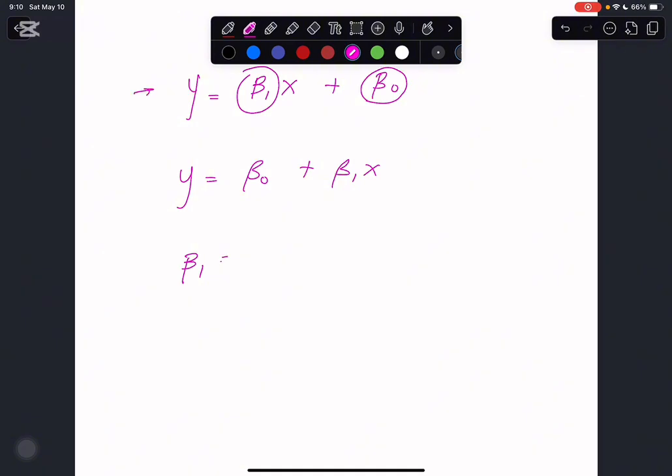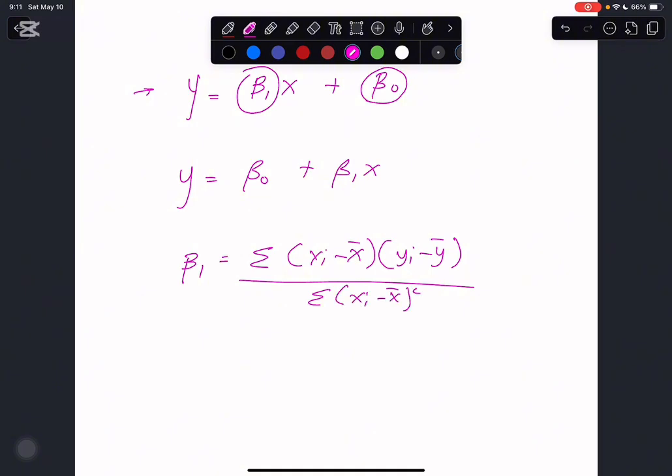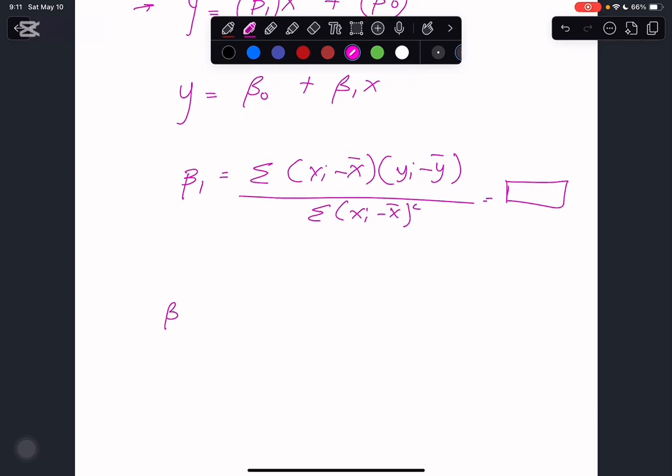The b1 is equal to the summation of xi minus x mean times yi minus y mean, over, sorry, I said that wrong, guys don't mind please, xi minus x mean squared. It will give us a value. Okay. And now we're going to find the b0, which is the mean of y minus the b1 x mean.